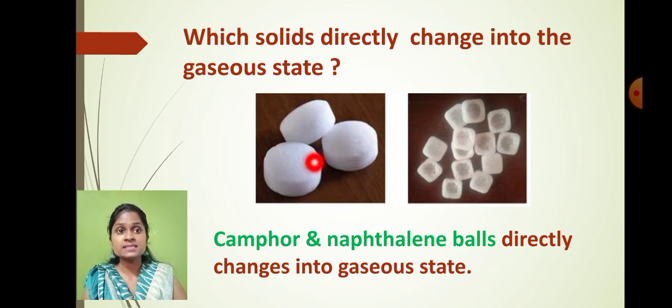This is naphthalene ball and this is camphor. Naphthalene ball and camphor are in the solid state. But if we keep them in open space for a longer period or a few weeks, they will disappear. Why will they disappear? Because they are in the solid state, they will directly convert into the gaseous state. Because of the evaporation of these solid substances, they disappear. That means camphor and naphthalene ball directly change into the gaseous state.